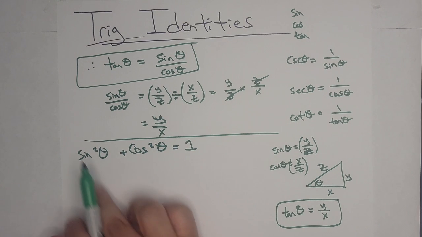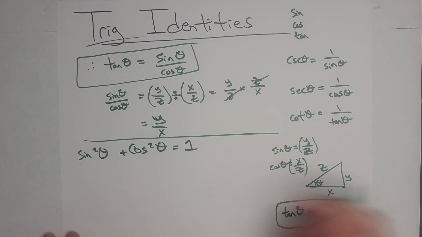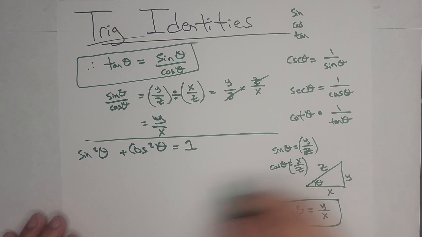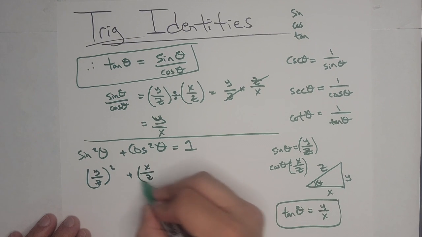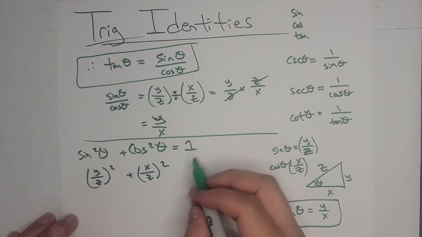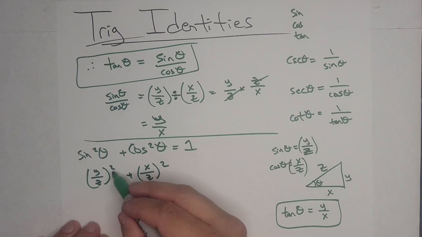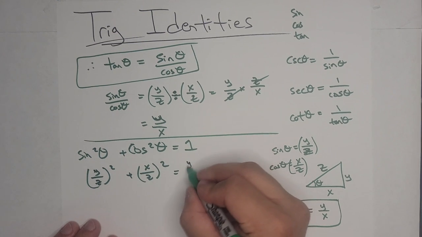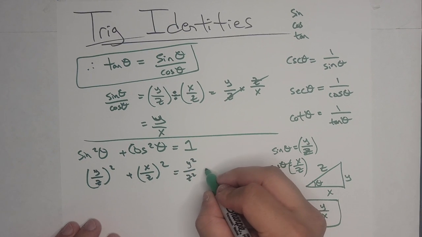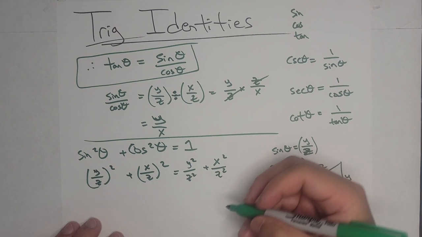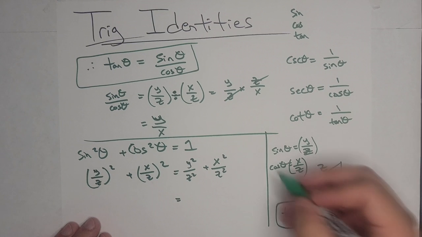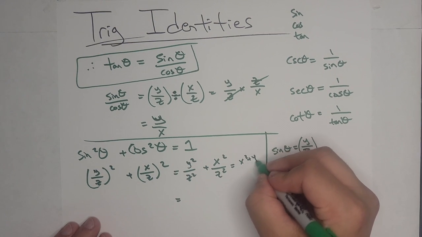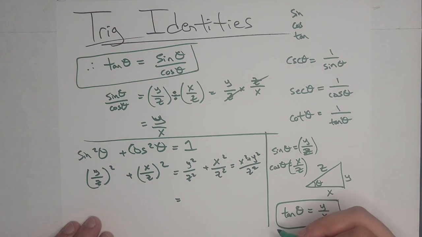So we know that sine squared theta is just like saying sine theta times sine theta. We don't write sine theta squared, we write sine squared theta. So we can put that in: y over z, squared, plus x over z, squared. And if you were to actually open up these brackets, like do the order of operations, you have y squared over z squared plus x squared over z squared. So now you have x squared plus y squared over z squared, right?